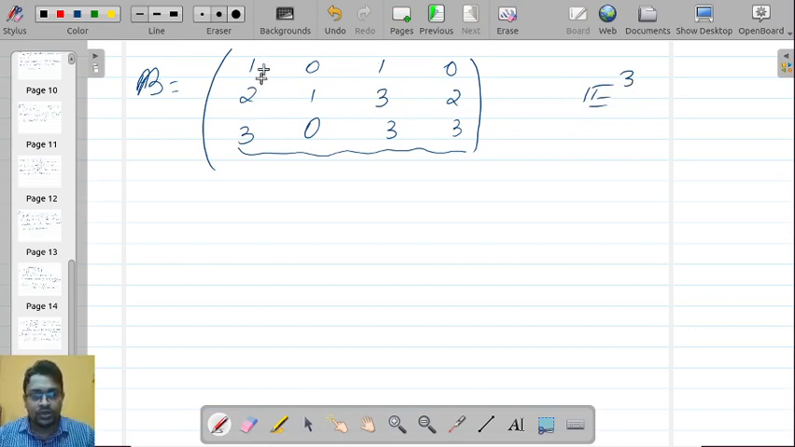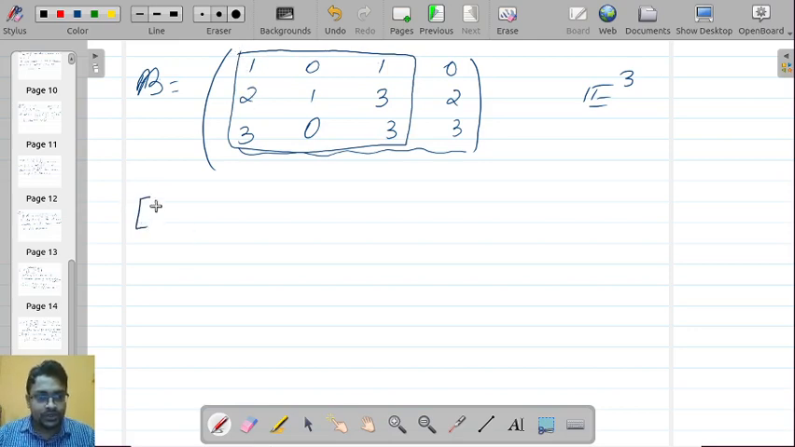So if I want to choose linearly independent columns from here, then I have to come down to three columns. First let us try whether there are three columns which are linearly independent or not. So let us see this particular submatrix.